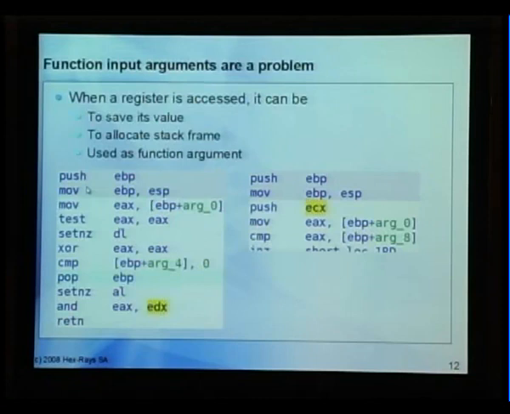Yes, I have a slide about the input arguments. So the naive assumption that if a register is used, it must be an input argument is wrong, because it may be accessed, read, to save its value, and afterwards you restore it at the end, to allocate a stack frame. On the right, we have push ECX at the very beginning of the function. What happens here? Do we use ECX? Maybe not. Maybe we just allocate stack.